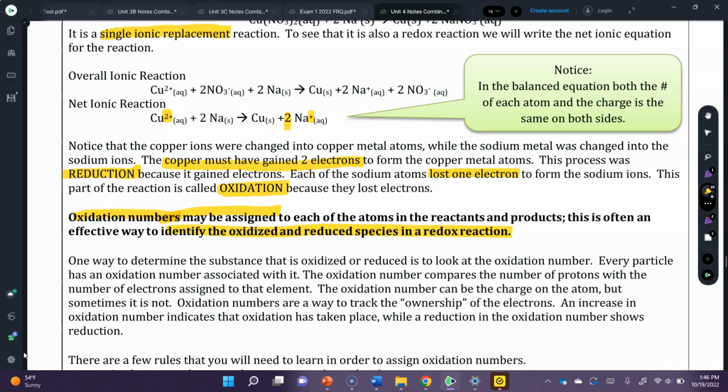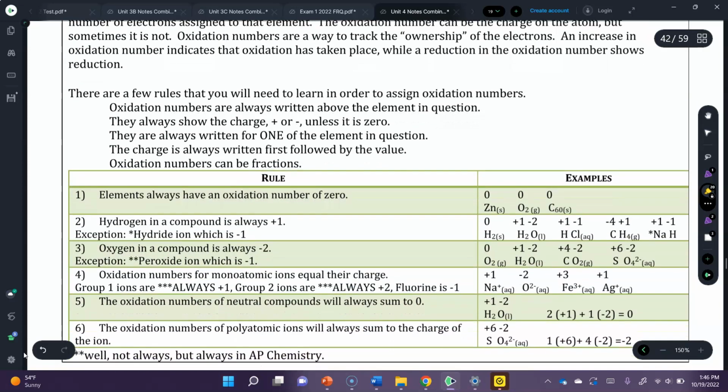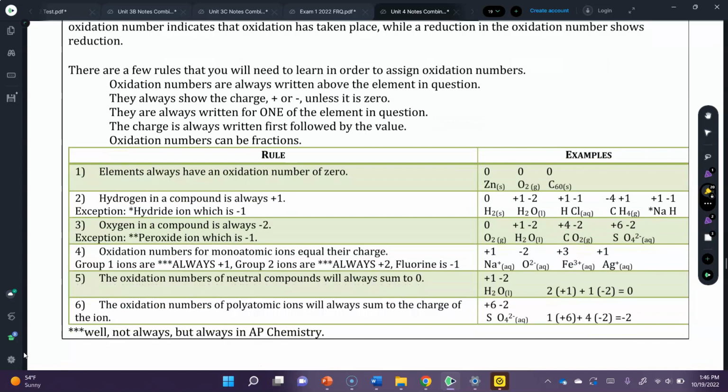One way to determine the substance that is oxidized or reduced is to look at the oxidation number. Every particle has an oxidation number associated with it. The oxidation number compares the number of protons with the number of electrons assigned to that element. The oxidation number can be the charge on the atom, but sometimes it is not. Oxidation numbers are a way to track the ownership of the electron, so who's got the priority on that. An increase in oxidation number indicates that an oxidation has taken place, while a reduction in the oxidation number shows that a reduction has taken place.